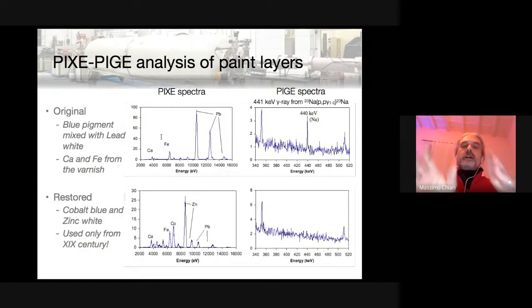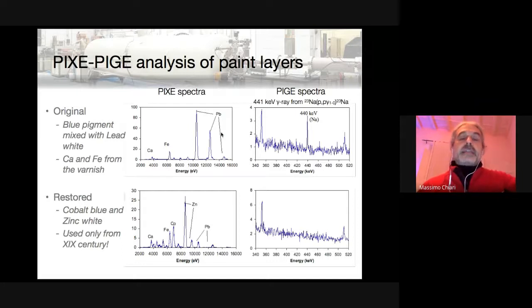So if you use PIGE instead to determine sodium, using the 441 keV gamma radiation from this reaction, since the energy of the gamma rays is 440 times the energy of the X-rays from sodium, it is indeed possible to determine the presence of sodium even if there is a varnish layer.